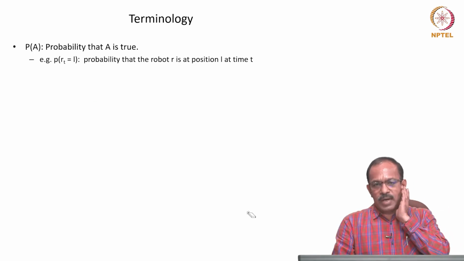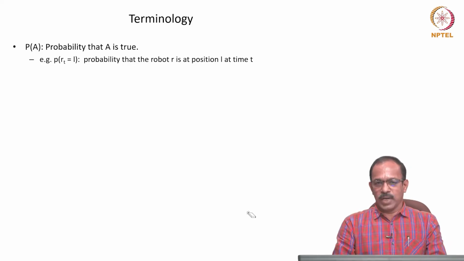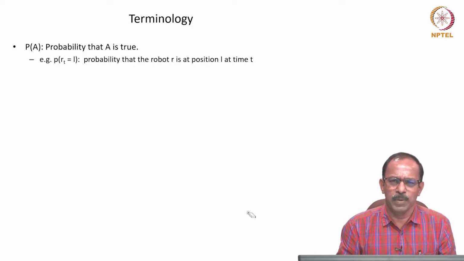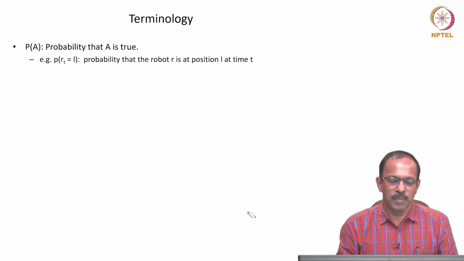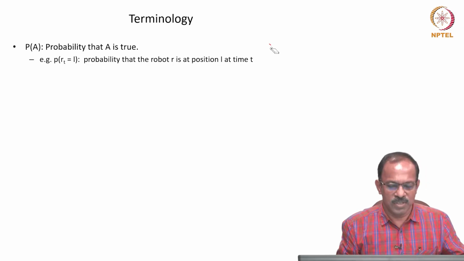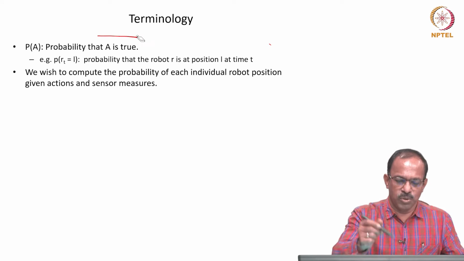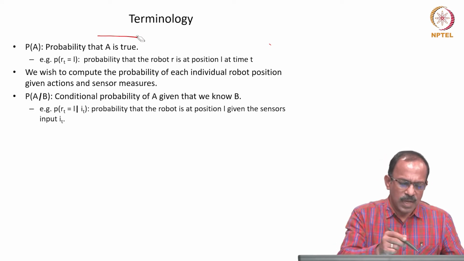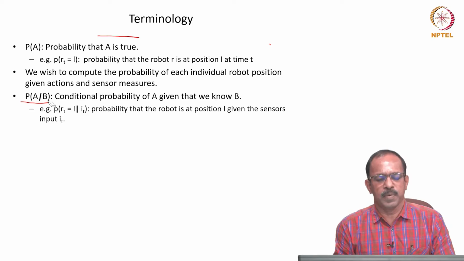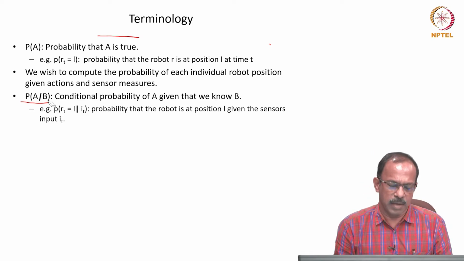Okay, so to understand Markov localization, we need to have a bit of background in probability. I hope most of you have this background, but I just want to tell you the terminology that we may be using. P(A) is the probability that A is true, and P(A|B) is the conditional probability of A given that we know B.